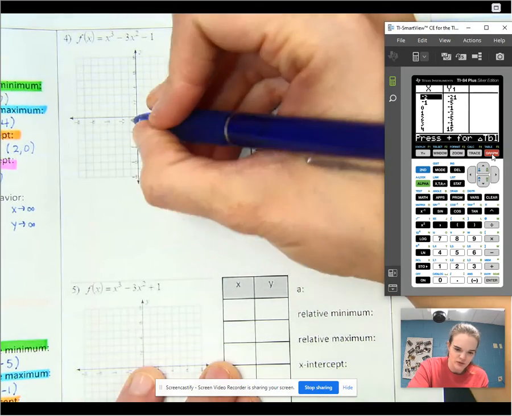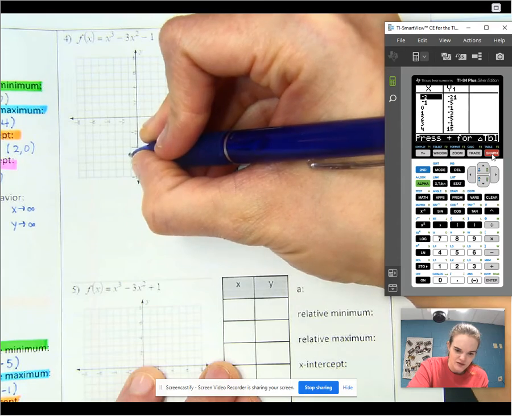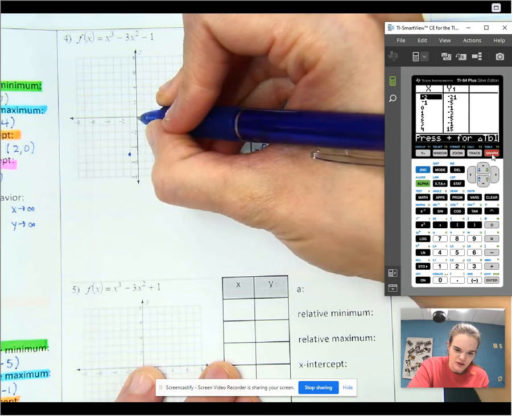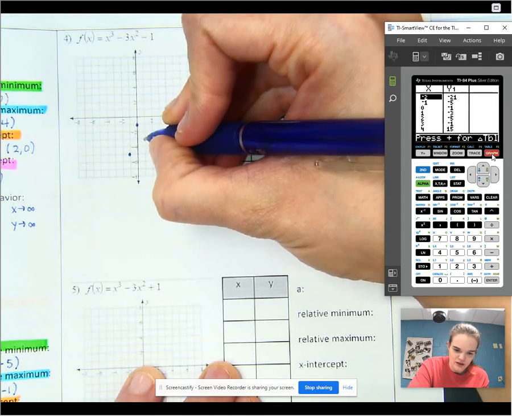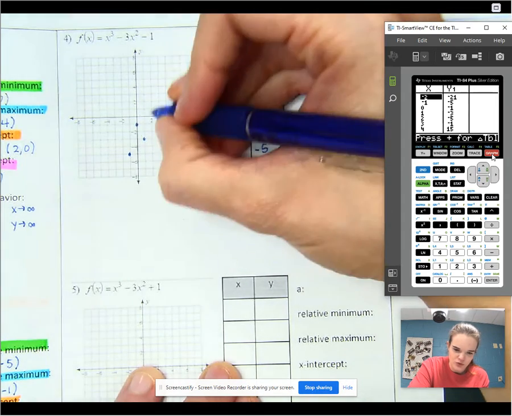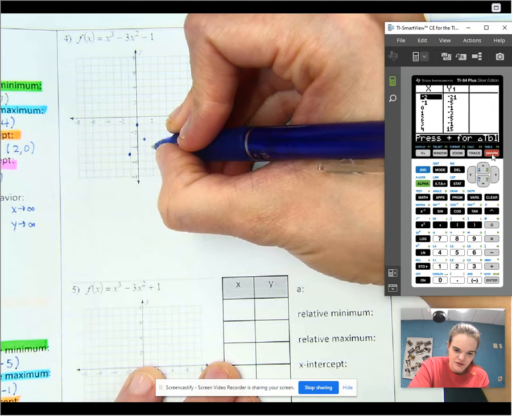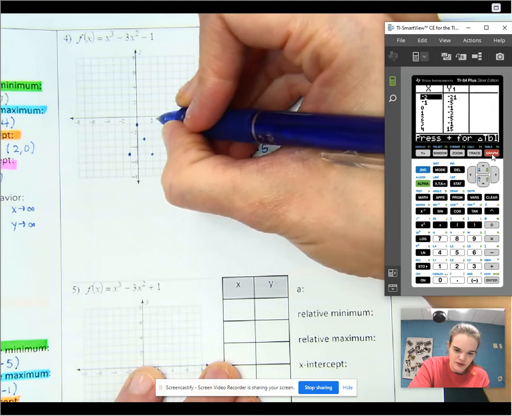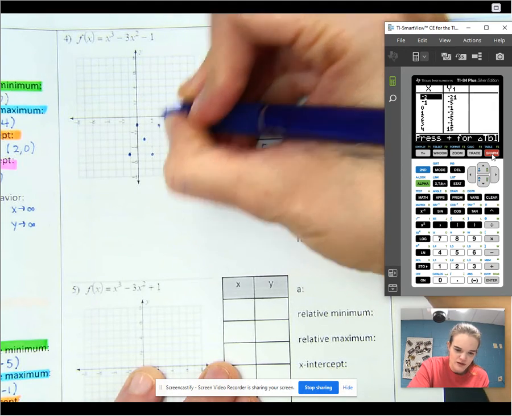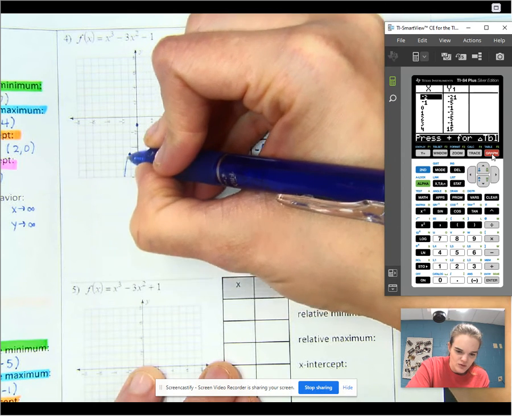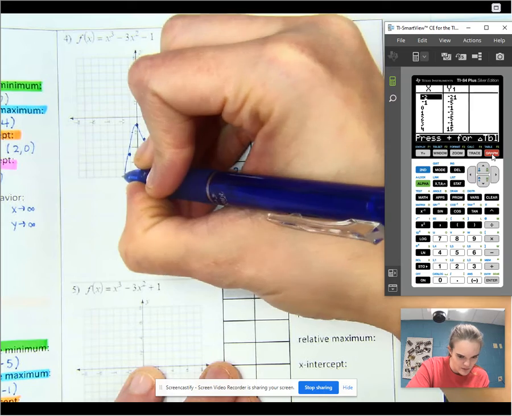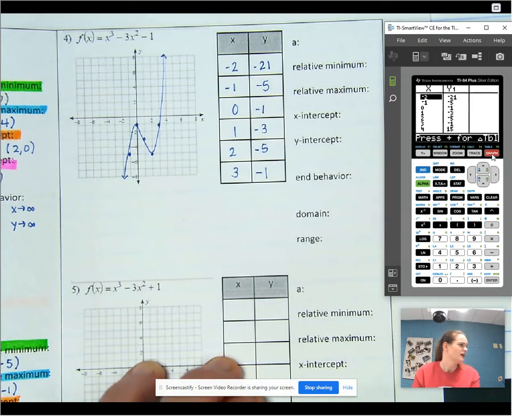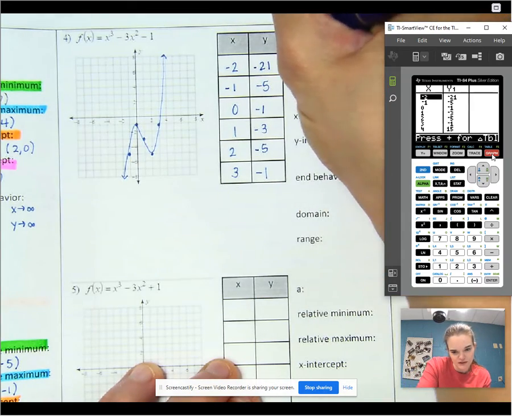Can't graph the first one, so negative 1, negative 5, 0, negative 1, 1, negative 3, 2, negative 5, 3, negative 1. So left to right. Here we go. The A value is 1.